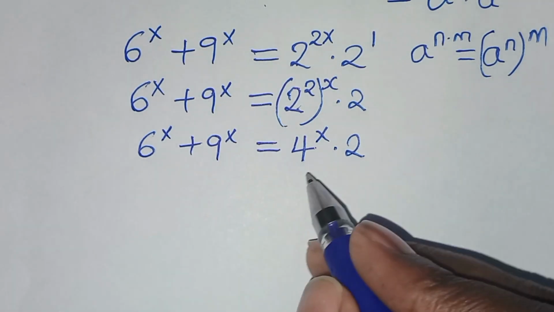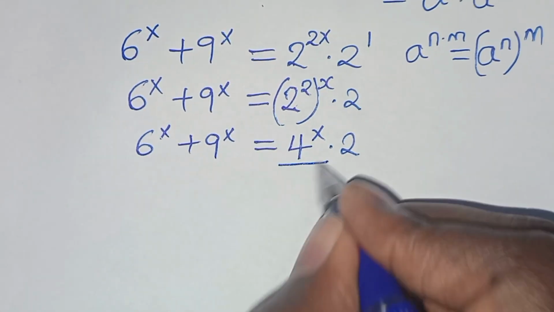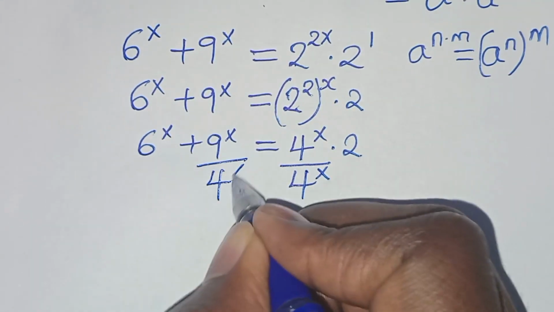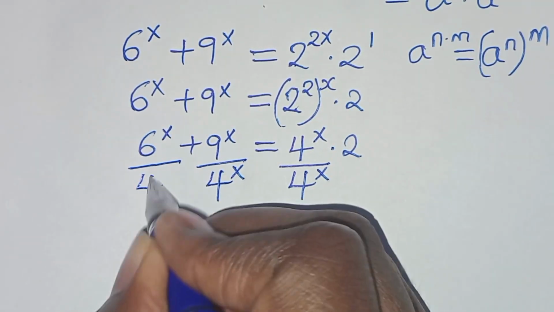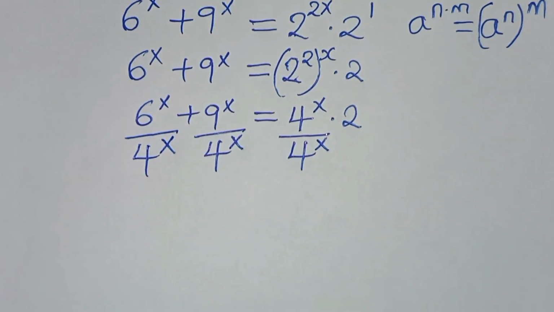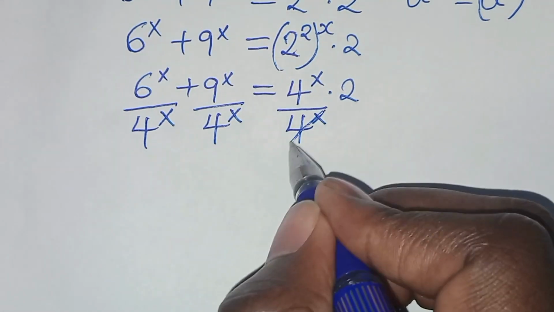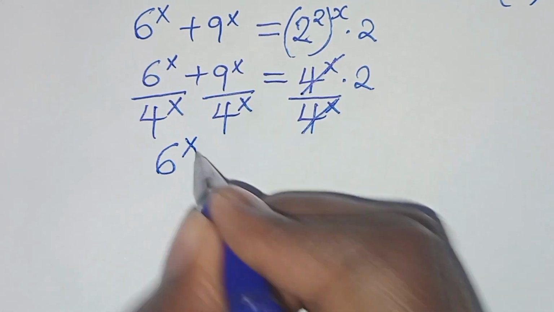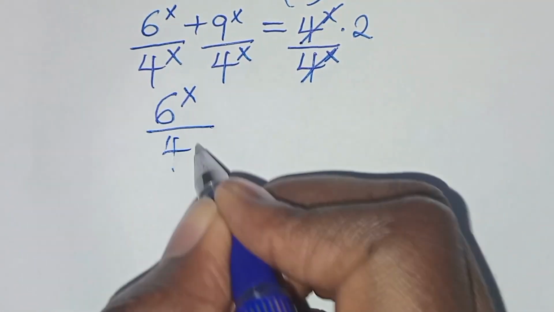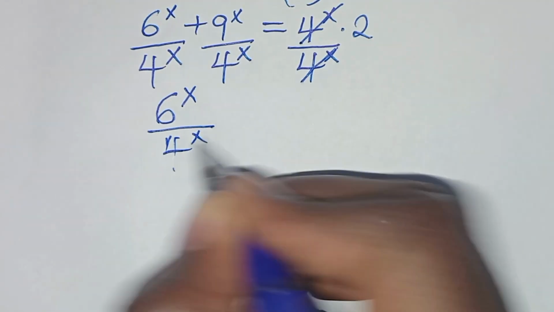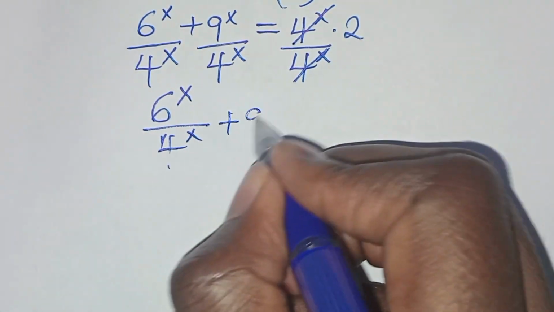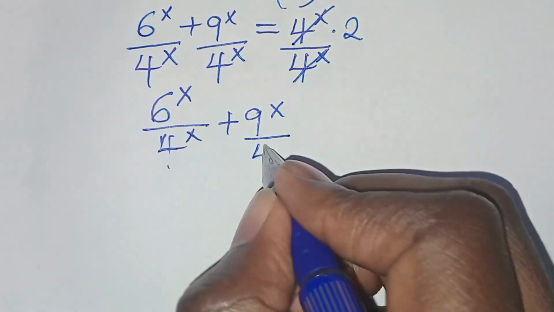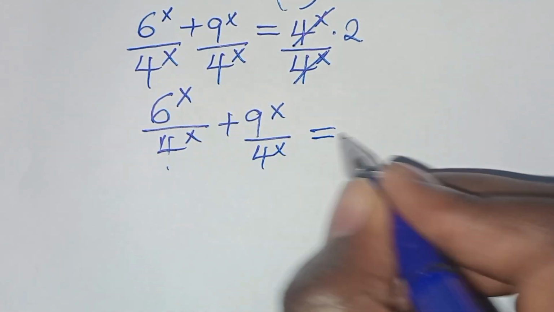So the next step from here is to divide both sides by 4 to the power of x. Here 4 to the power of x, and also here 4 to the power of x. So let's simplify here, so that now we have 6 to the power of x divided by 4 to the power of x, plus 9 to the power of x divided by 4 to the power of x. This is equal to 2.